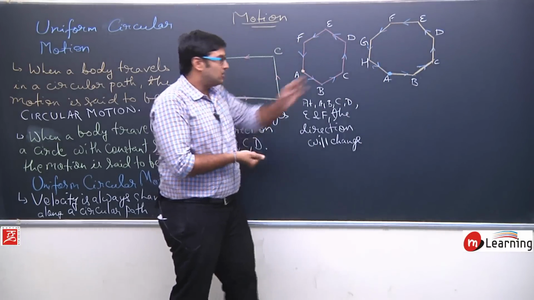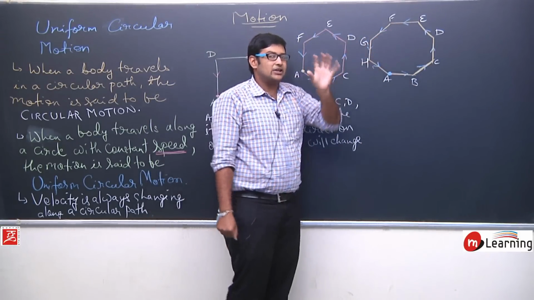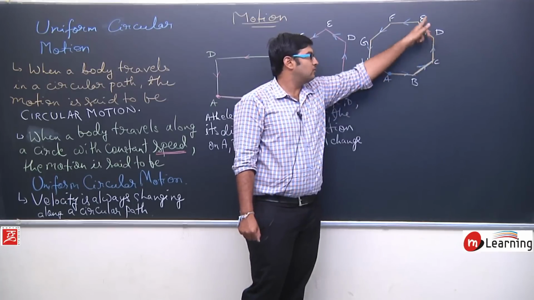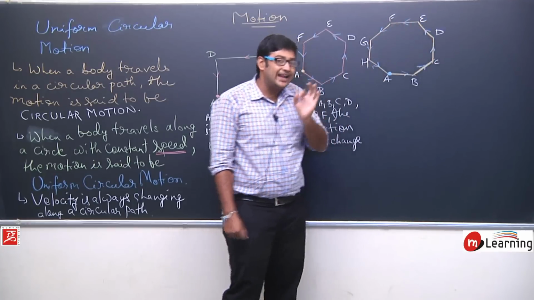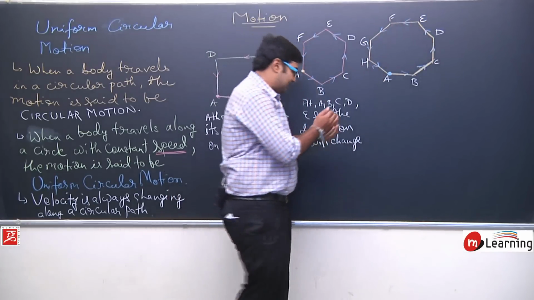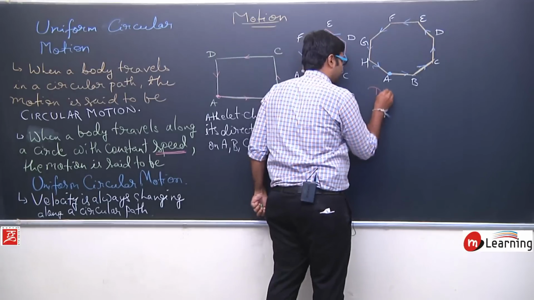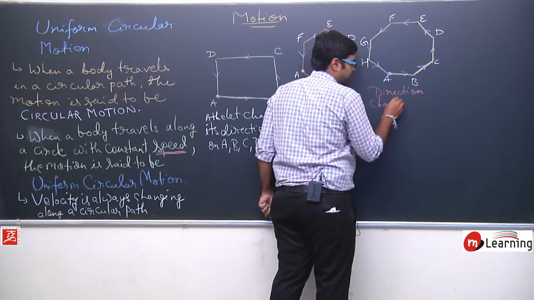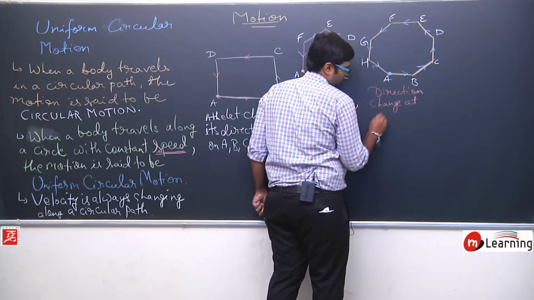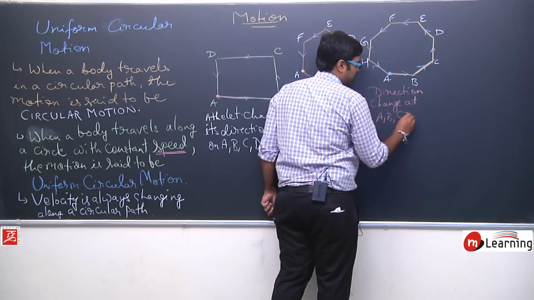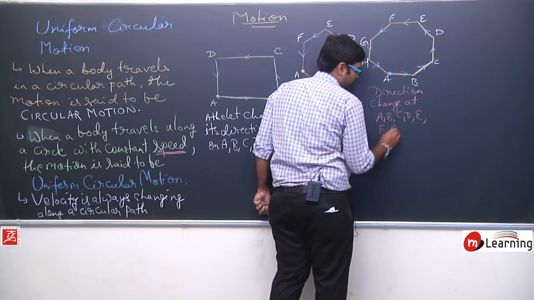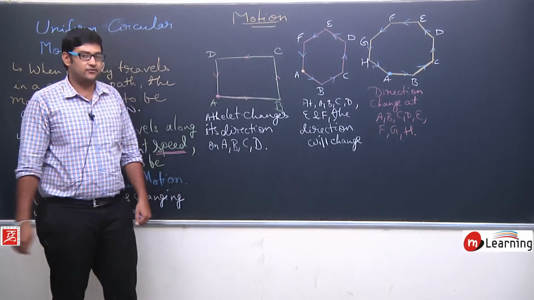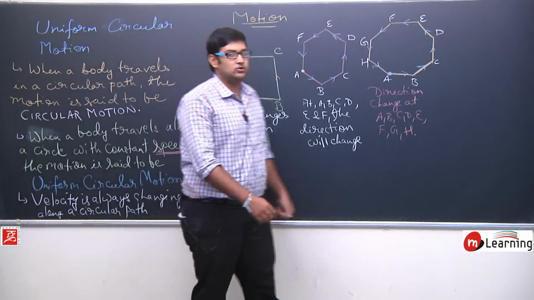We can see here on this track the direction of the athlete is changing 1, 2, 3, 4, 5, 6, 7 and 8 times. So the direction change will happen at A, B, C, D, E, F, G and H. At these 8 different points, the direction of the athlete is going to change.